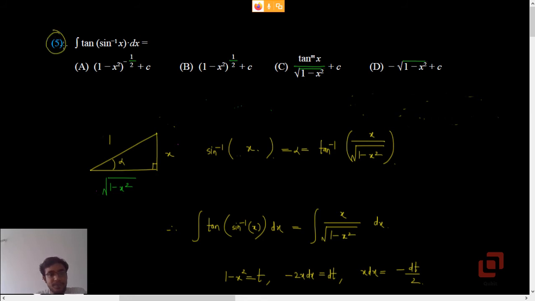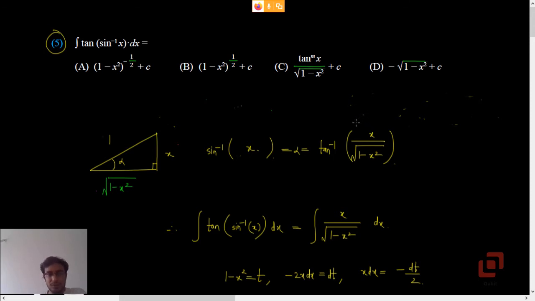Question 5. Integral tan of sin inverse of x dx is equal to: option A, 1 minus x squared raised to negative 1 upon 2 plus c; option B, 1 minus x squared raised to 1 upon 2 plus c; option C, tan x raised to m upon root of 1 minus x squared plus c; and option D is negative root of 1 minus x squared.